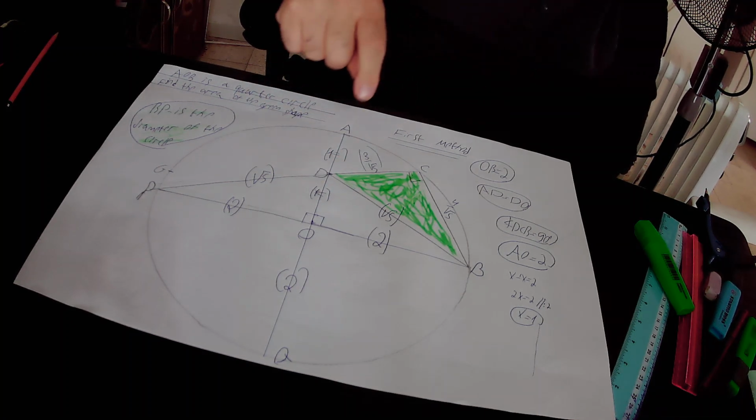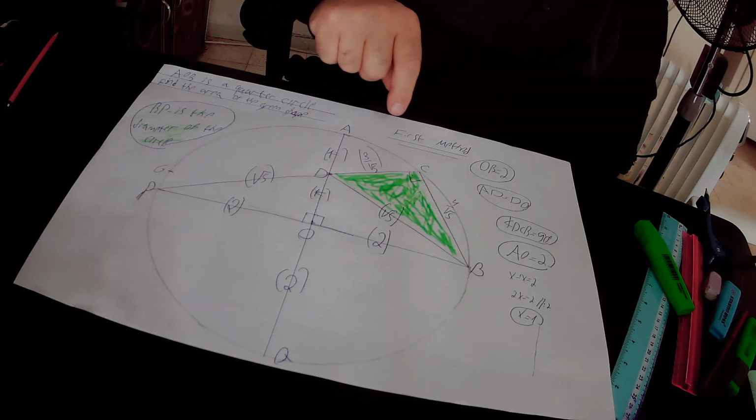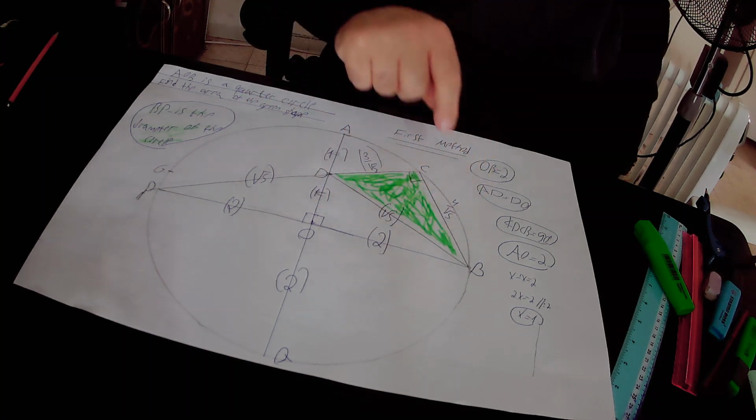In the next step, I copied the right triangle DOB to a new page and implemented the Pythagoras theorem on this right triangle, triangle DOB.